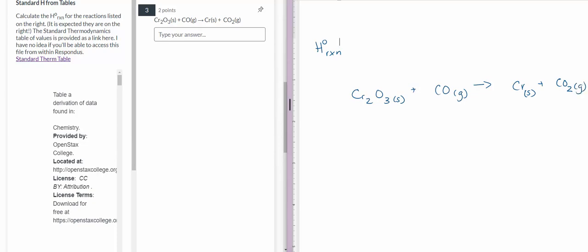Now we need to balance it. So looking at chromium, because chromium is over here and alone, I'm going to do chromium last. I'm going to start with carbon. The carbon is balanced, so that's an easy place to start.